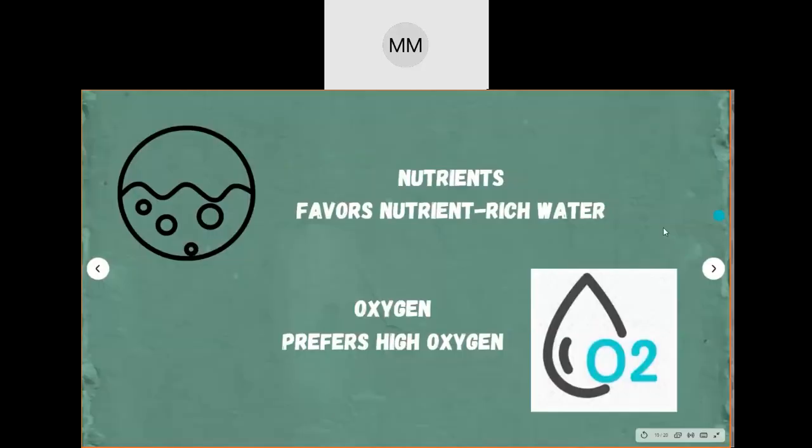Next, for nutrients, kelp favors nutrient-rich water as they need the nutrients to survive. The nutrients are absorbed by all parts of the kelp to help in the photosynthesis process. Then oxygen, or dissolved oxygen, is important to kelp when the water condition is not favorable, such as lack of light. Kelp use the oxygen for respiration called aerobic respiration. Also, the cells use the oxygen.